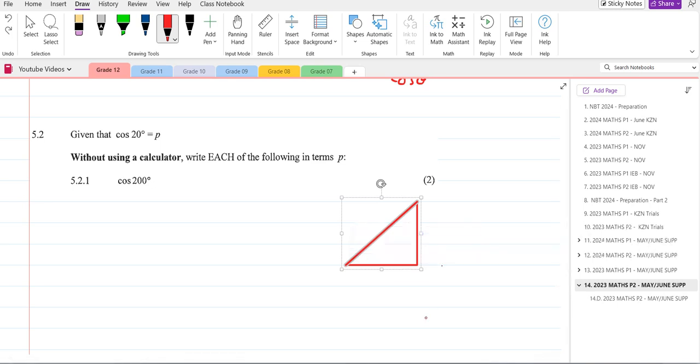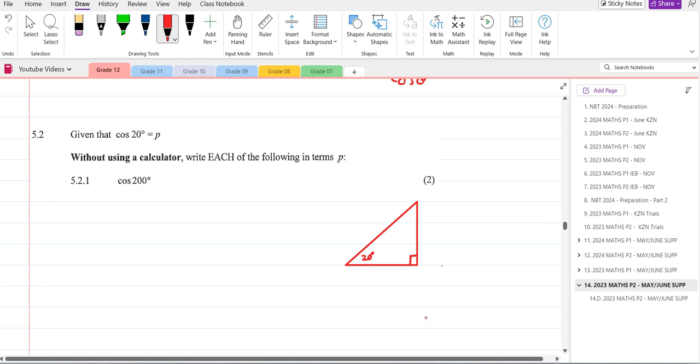So we know that this is a right angle triangle, it's 20 degrees and it's P over 1. So adjacent over hypotenuse. So the square root of the opposite will be 1 minus P squared, since 1 squared is 1. And the top angle is 70 degrees. I hope you guys understood that.